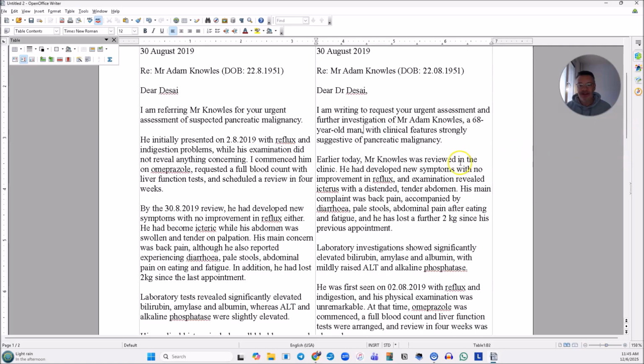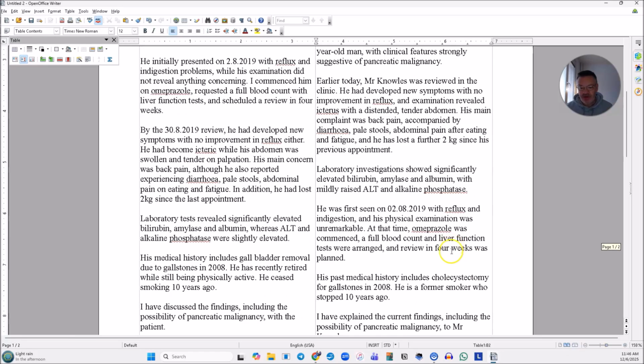He had developed new symptoms with no improvement. Reflux, icterus, distended, tender abdomen, main complaint back pain, and he's lost a further 2 kilograms since his previous appointment. Okay, so that's paragraph 2. Then we've got the lab investigations, and then we've got the history.